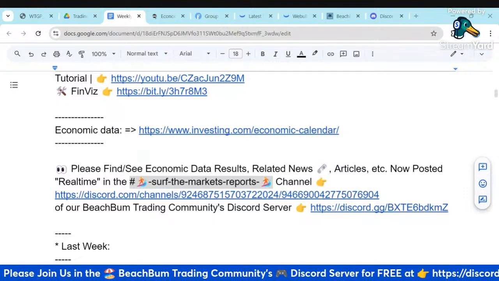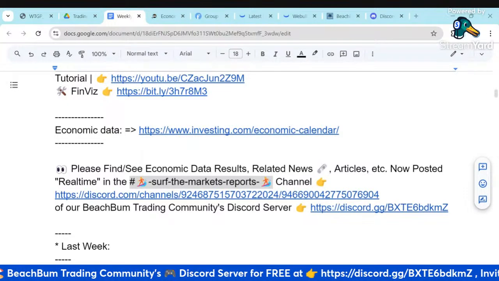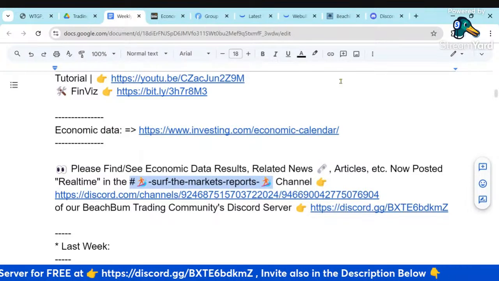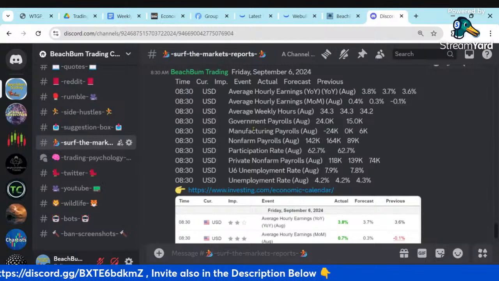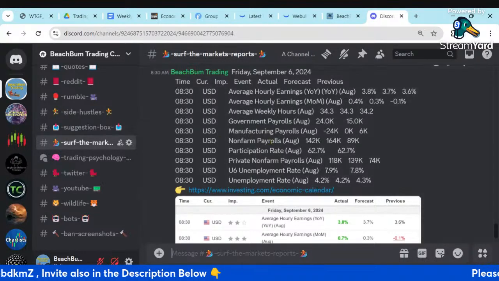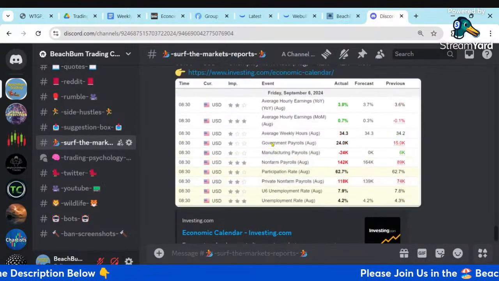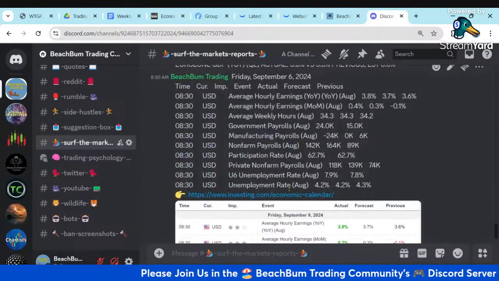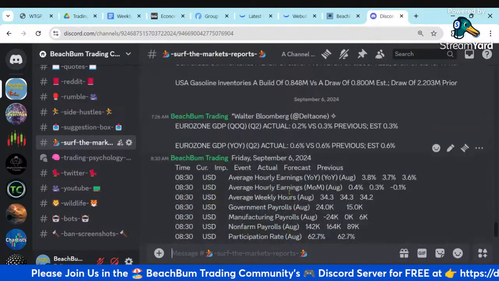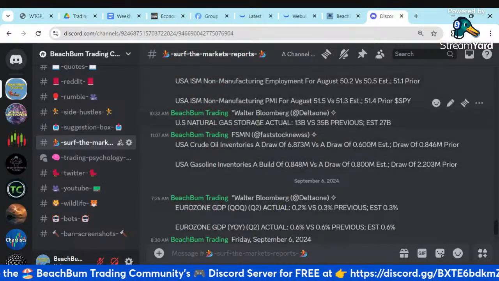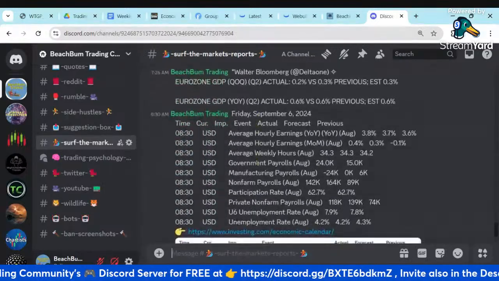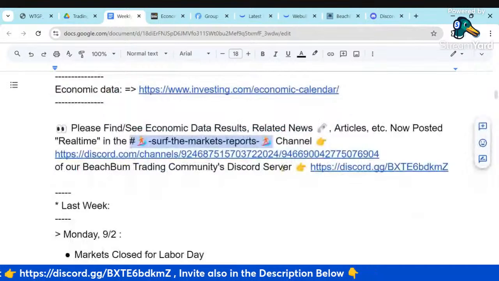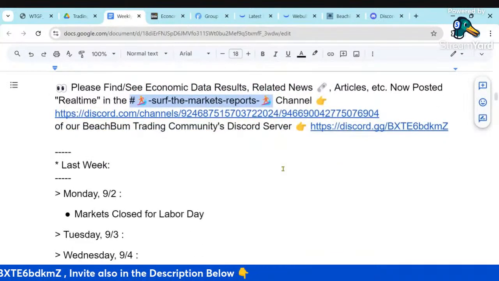Again, a great way to get real-time economic data and economic news, as well as discuss all topics related to trading with your fellow traders. So here's the Surf the Markets channel in our Discord. As the important economic data comes out, I try to capture that from investing.com, the screenshot, the raw data, etc. Also, as important news comes out, oil inventories, etc., I post those all in the Surf the Markets channel. Again, a great way to get real-time economic data is joining our free Discord.